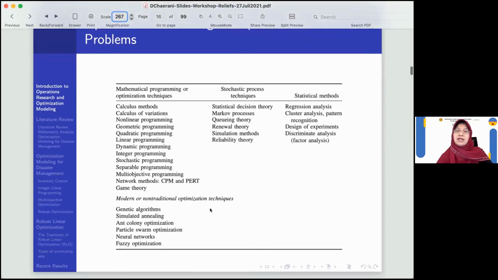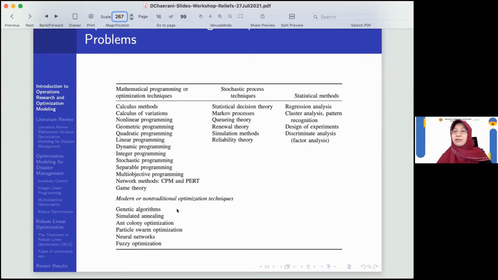And then here are the techniques. So the mathematical techniques, what are the things that we can use? This is what I mentioned earlier. Based on the variable, we can solve this using calculus and variation, nonlinear, geometric, quadratic, linear, dynamic, integer, and so on and so forth. There's also stochastic and statistics. These are very different. Stochastic is related to time and space, so that we have measurements over time and space and so on and so forth. And we have waiting line, queuing, and renewal.